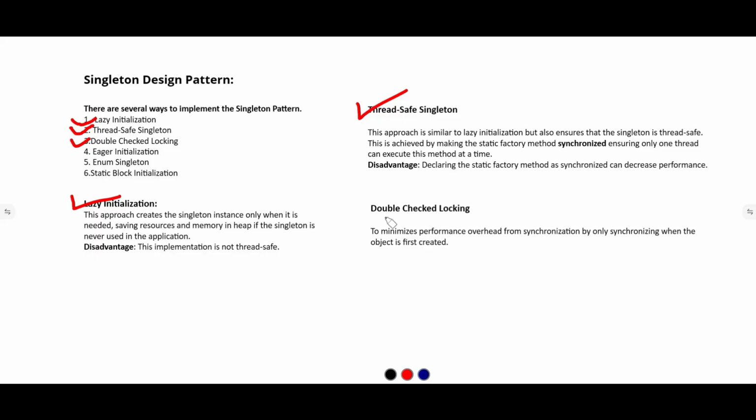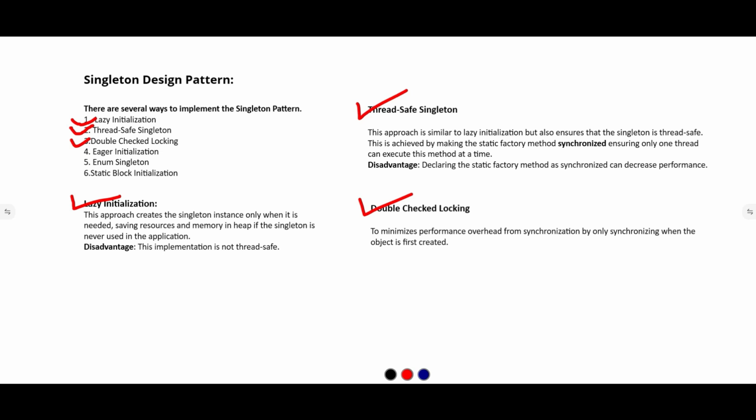Now coming to the double checked locking. What is that, and why do we need to use that? Basically, it minimizes performance overhead from synchronization by only synchronizing when the object is first created. Let's see how to implement this double check locking.